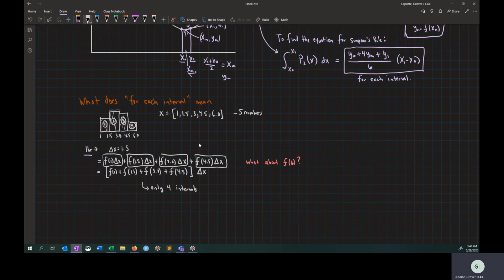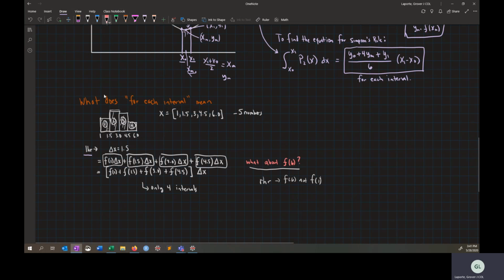And then, just notice that we don't use f of 6. So I guess that's really the question: what about f of 6? When would we use f of 6 and maybe not f of 1? Well, if we were doing the right-hand rule, then we would use f of 6 and not f of 1. So think about that for a second. And why is that? Because then all that we care about is this, and that would be my height.